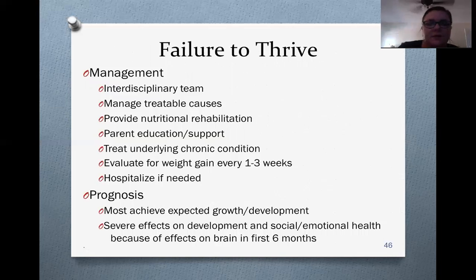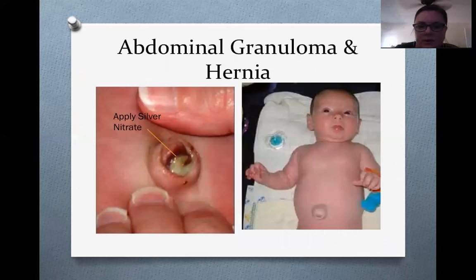So this is something that requires an interdisciplinary team. I told you sometimes you have to go into the hospital to figure out what's going on with the baby, but most of them do end up growing and developing, and most meet their normal growth parameters. But if this happens in the first 6 months of life, there can be severe developmental and emotional delays because of inadequate brain development and inadequate nutrition during that critical period.